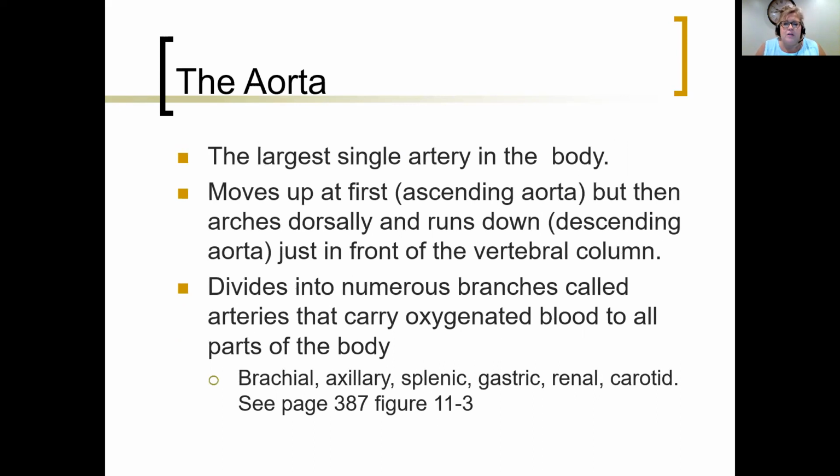The aorta, as it leaves the heart, moves up at first, and this is called the ascending aorta, but then it arches dorsally, or towards the back, and runs down just in front of the vertebral column. Where it runs down in front of the vertebral column is called the descending aorta. And those are both labeled for you in the diagram already. This aorta divides into numerous branches throughout your body called arteries that carry oxygenated blood to all parts of the body. We have the brachial artery, the axillary artery, the splenic, gastric, renal, and carotid arteries. And these are all on page 403, figure 11.4.